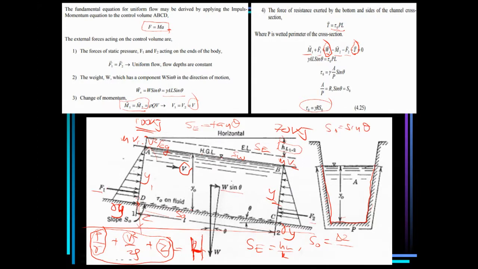But because theta is very small, when theta is very, very small, sine theta in mathematics is equal to tan theta. And for that, SE is equal to S naught. And for uniform flow, they are parallel because the velocity head is constant, and this is because V is constant. If V changes, then definitely they will not be parallel.